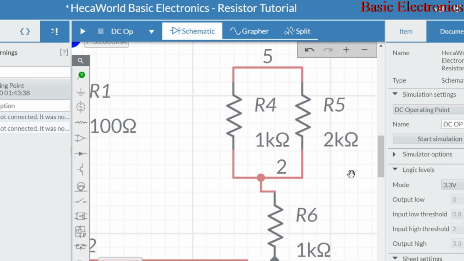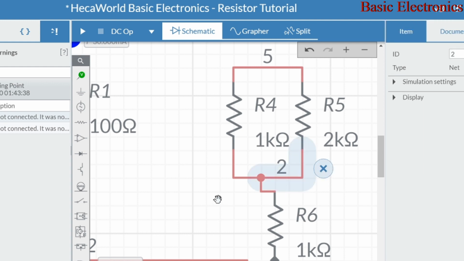R4 and R5 are in parallel and R6 is in series with them. The clue is to solve the parallel part first and then solve the series. So get the equivalent of R4 and R5 and then add it to R6. That will give you the total resistance of this circuit.